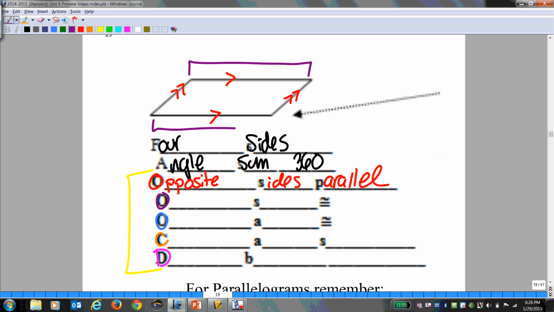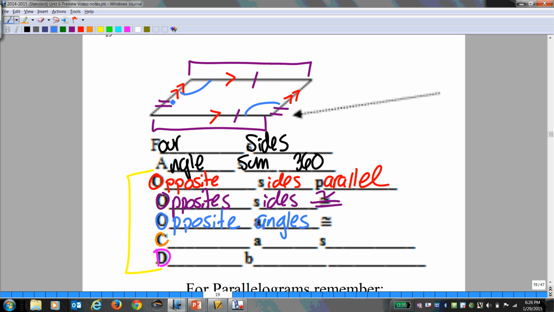Opposite sides are not only parallel, but of course those lengths are equal, or congruent. So opposite sides are congruent. Opposite angles are congruent too. So angles that are across from each other, those blue angles and these squiggle angles here, are equal across from each other.